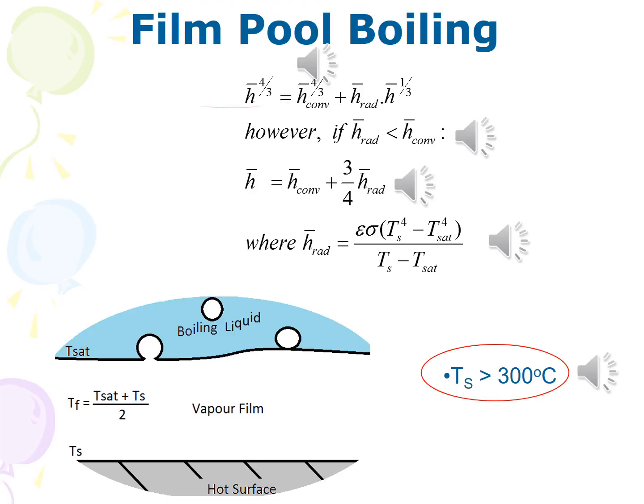You will need to calculate the average radiation heat transfer coefficient, h-bar_rad. Note that, if the formula for heat transfer coefficient due to radiation is plugged into Newton's law of cooling, it becomes the Stefan-Boltzmann law. You will also need to calculate the convection heat transfer coefficient, h-bar_convection, as you saw in the previous slide.